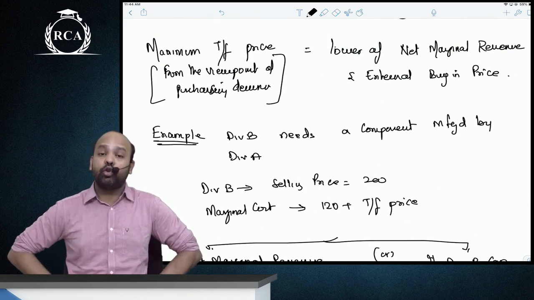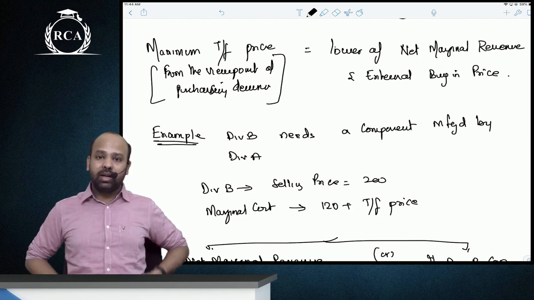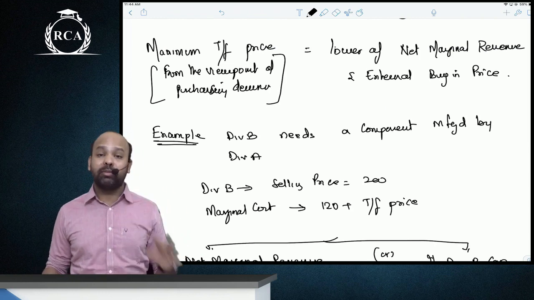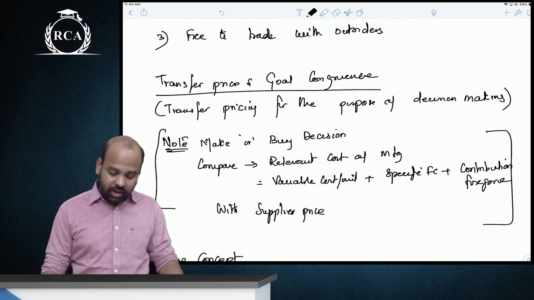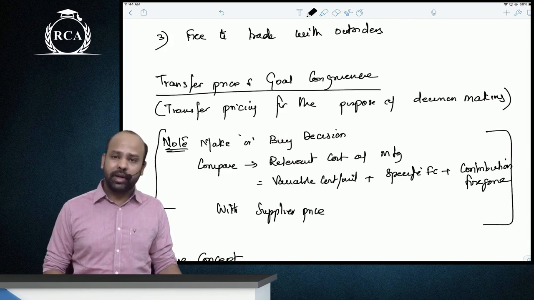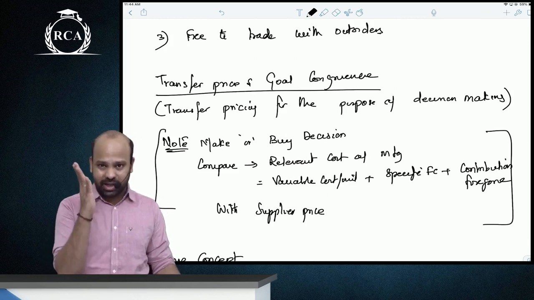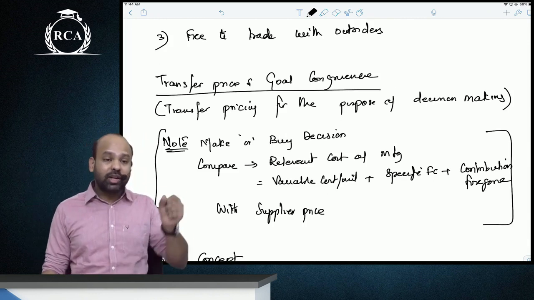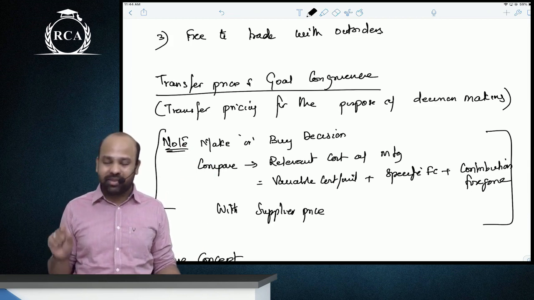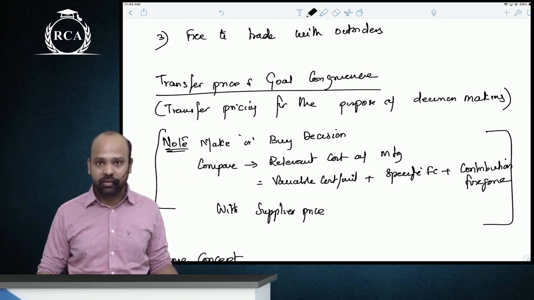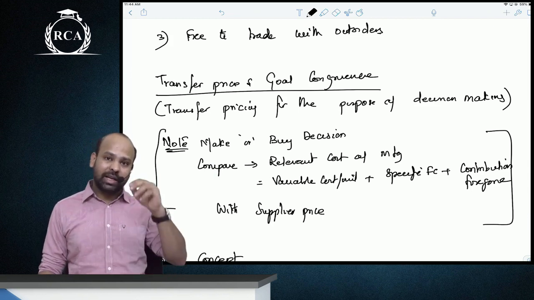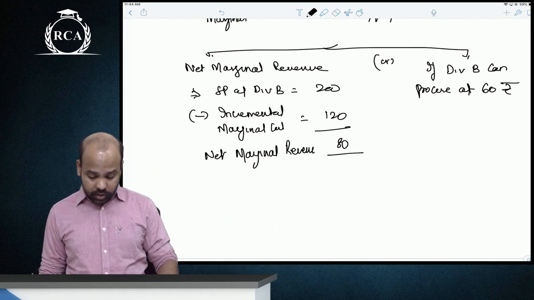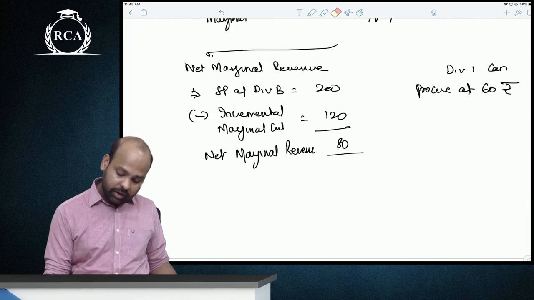Maximum transfer price is from the viewpoint of the purchasing division. Normally in a make or buy decision, what do we write? Supplier price. Here also it is supplier price, but with one new concept, that is net marginal revenue. Normally under a make or buy decision, we write that the decision should be taken on the basis of relevant cost of manufacturing compared with supplier price. Now this relevant cost of manufacturing becomes your minimum transfer price, and this supplier price becomes your maximum transfer price. However, maximum transfer price is not just supplier price, it is the lower of net marginal revenue and supplier price.